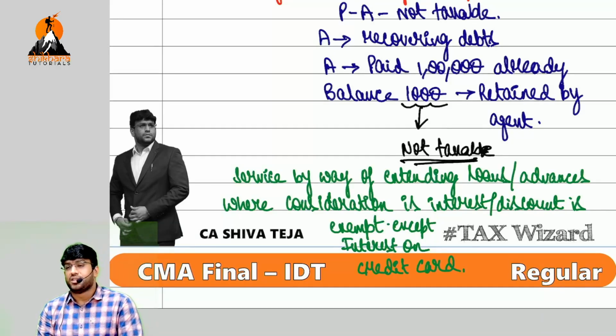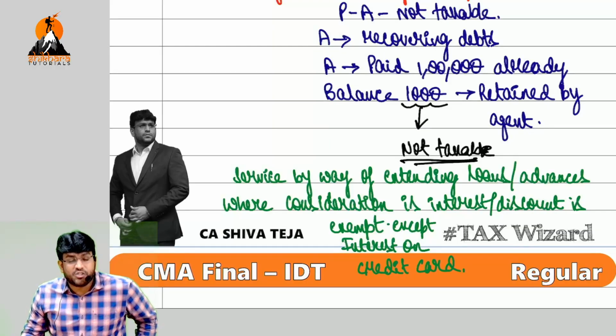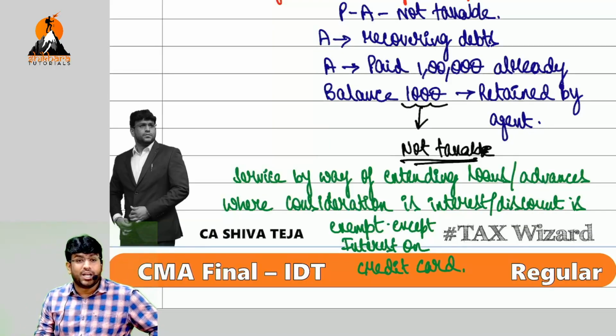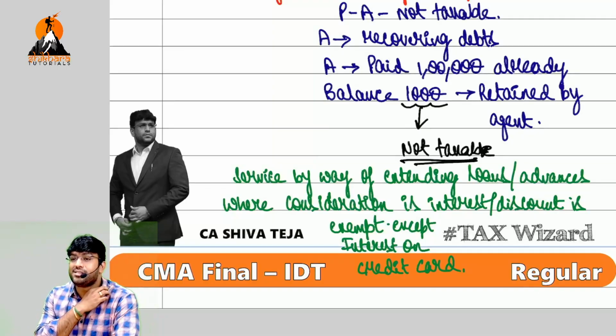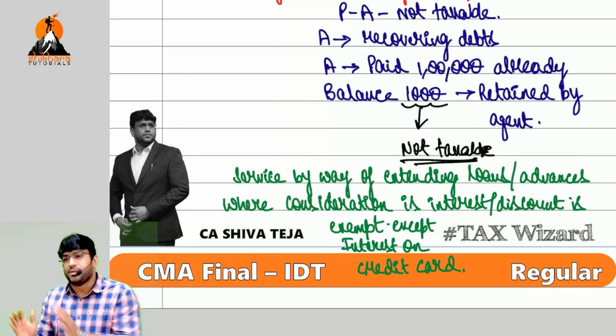So net summary, what is the story, my dear friends? If P2A is taxable, the interest will be included in the value of supply. And if P2A is not taxable, interest is not included in the value of supply. And P2A taxable or not will depend upon invoice issued by agent, whether in the name of agent or in the name of principal. That's it.